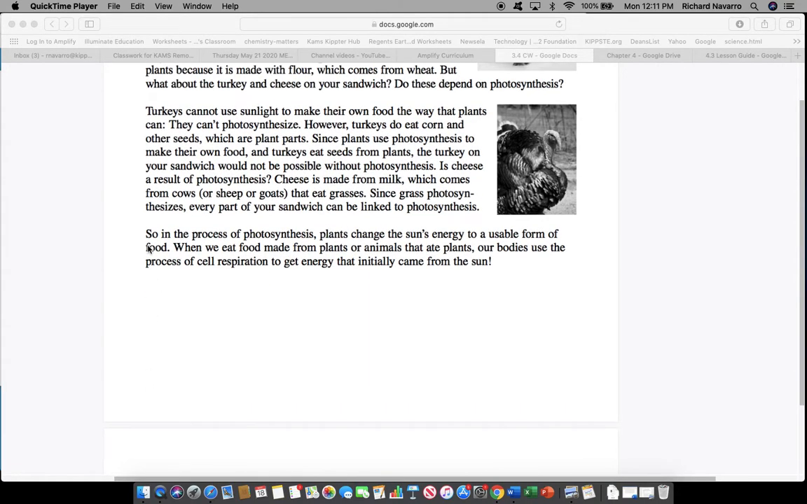So in the process of photosynthesis, plants change the sun's energy to a usable form of food. When we eat food made from plants or animals that ate plants, our bodies use the process of cell respiration to get energy that initially came from the sun.